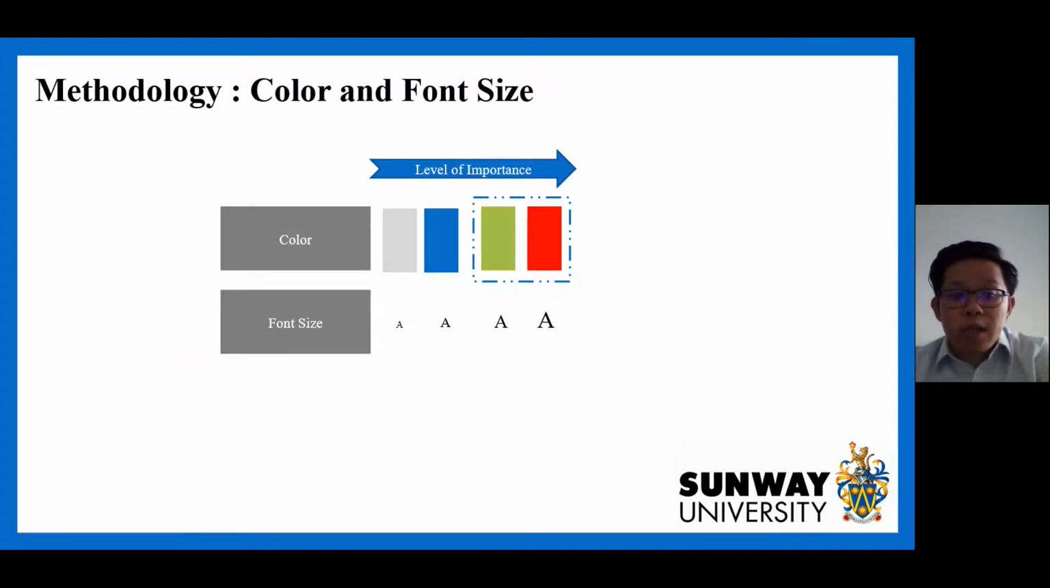The next one will be the color and font size. The gray color and the blue color demonstrate the less important information. However, the green and the red show higher importance. Same goes to the font size. The bigger the font size, the higher the importance.